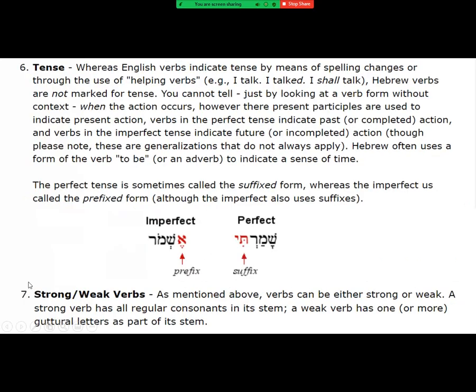Okay, we also have tenses, which is like past, present, and future tense. And again, perfect tense is in the past, you add a suffix to the end. Imperfect is a prefix in the front and sometimes stuff on the end as well. And weak verbs are those that have a guttural letter as part of it, or a vav, a hey, or a yod at the end. And those can make those weak verbs also.